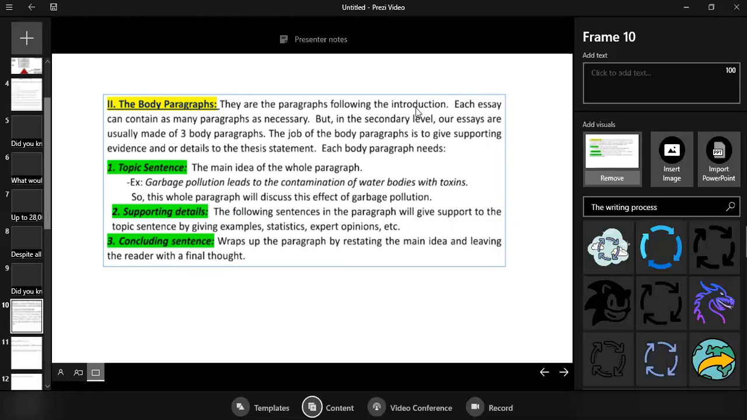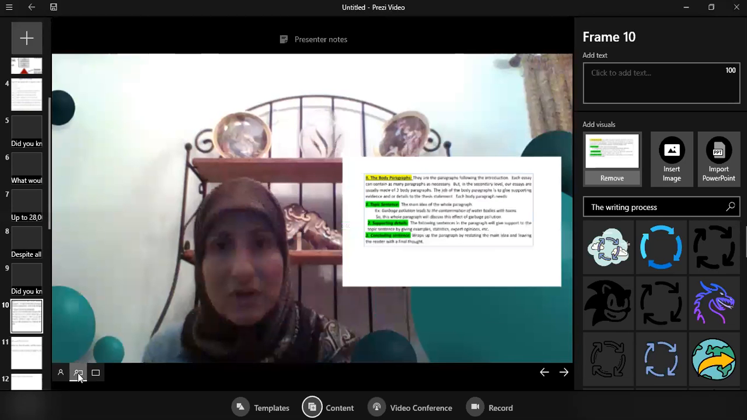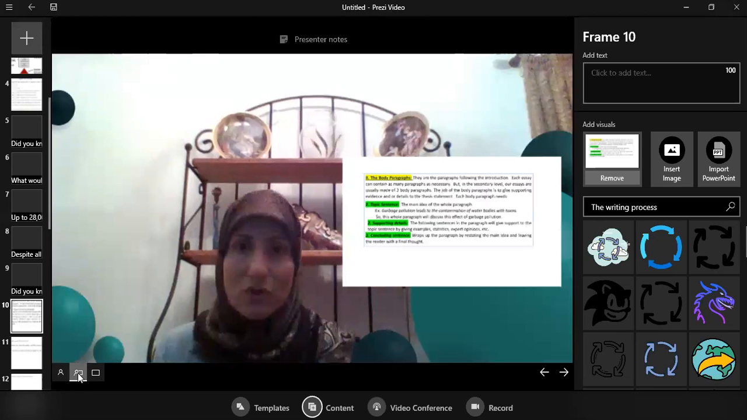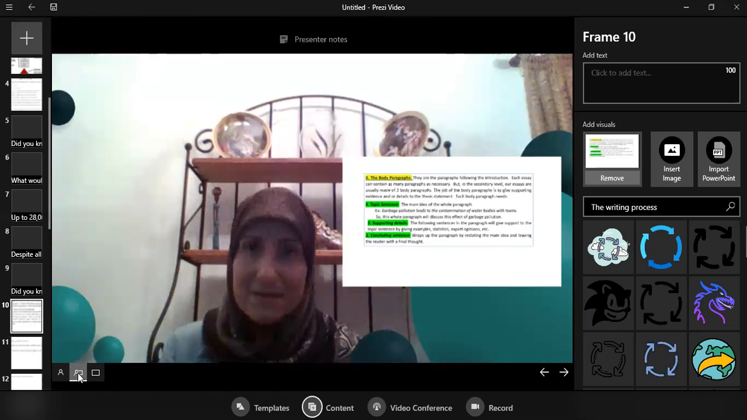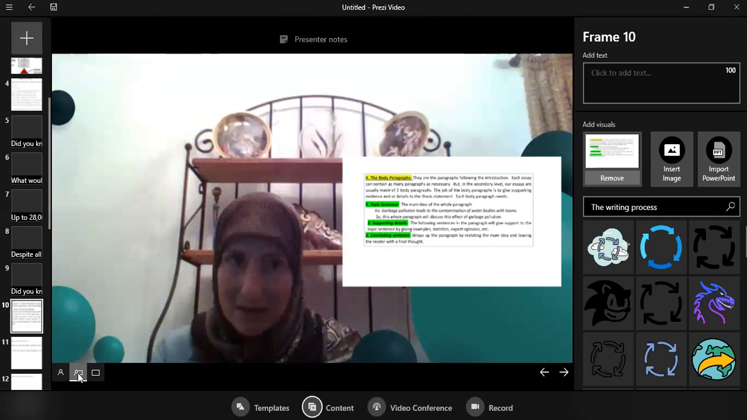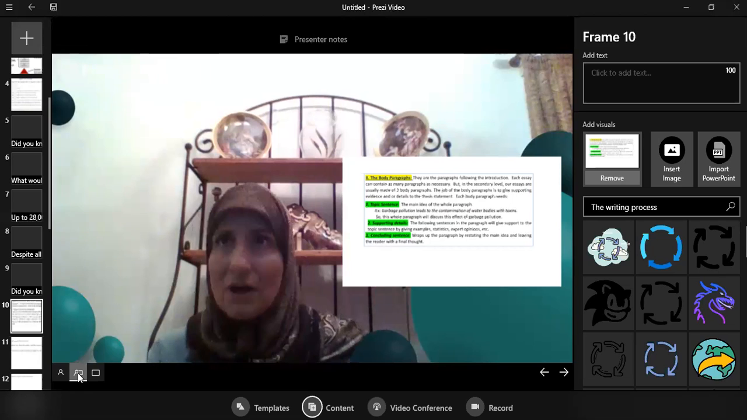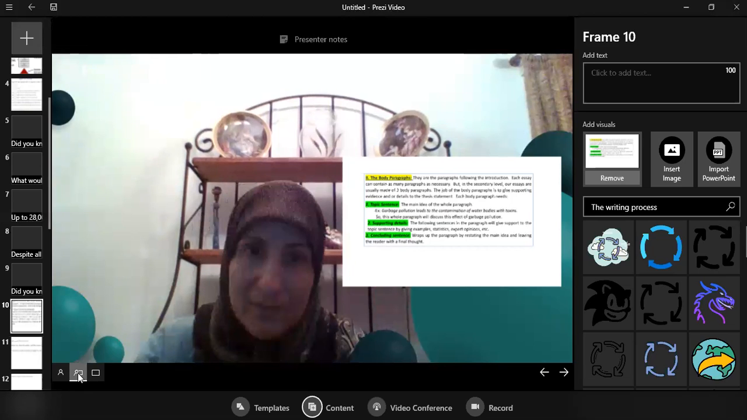Okay, they are the paragraphs following the introduction. Each essay can contain as many paragraphs as needed, but as I taught you last year, we will only write 3 body paragraphs this year, meaning that the whole essay will be 5 paragraphs. The job of the body paragraph is to give supporting evidence and details to the thesis statement. All I'm going to do in the body paragraph needs to go back to the thesis. I cannot discuss anything outside the thesis. So for garbage pollution, I'm going to talk about how water bodies like rivers and seas are contaminated. Then I'm going to talk about infectious diseases in the next body paragraph. Then finally, I'm going to talk about the spoilage of scenery. All of them related to your thesis.